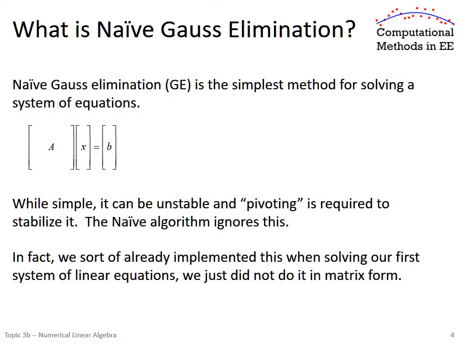Our goal with naive Gauss elimination is to solve the problem AX equals B. And as I mentioned, there are some problems that can arise. It's fixable with a technique called pivoting. I'll mention it later on when I can point out that that happens, but we won't worry about it in this algorithm. We're just implementing the naive version of Gauss elimination.